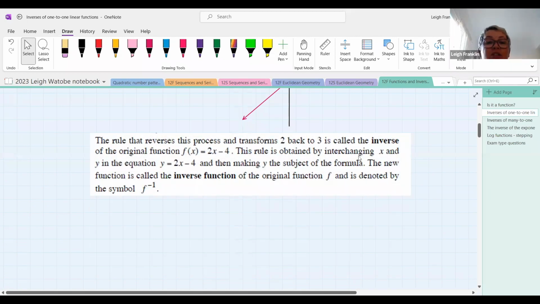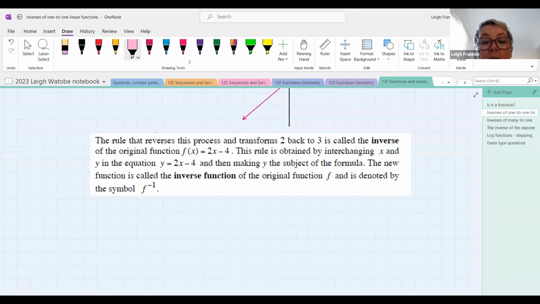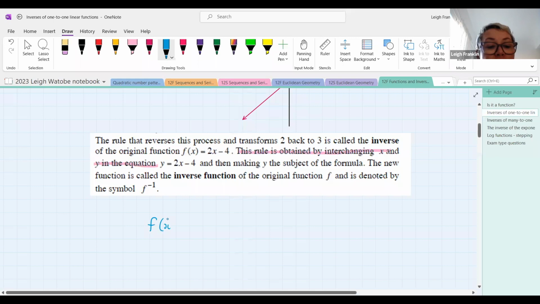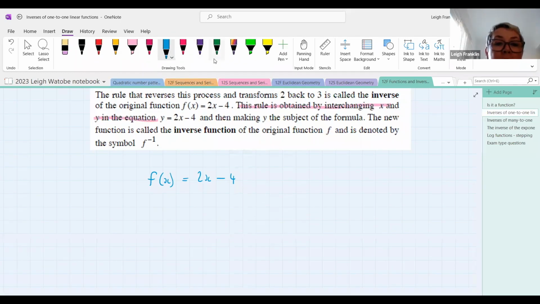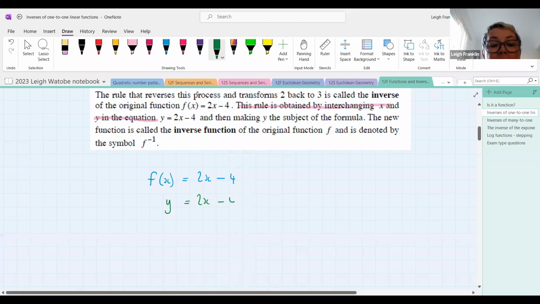We are going to interchange our x and y values. So this rule is obtained by interchanging x and y, and then making y the subject of the formula. So how do we do that? Well, the first thing we would do is write down our rule, f of x equals 2x minus 4. Then when I want to interchange x and y, I'm going to write f of x using y. So in other words, this is y equals 2x minus 4.